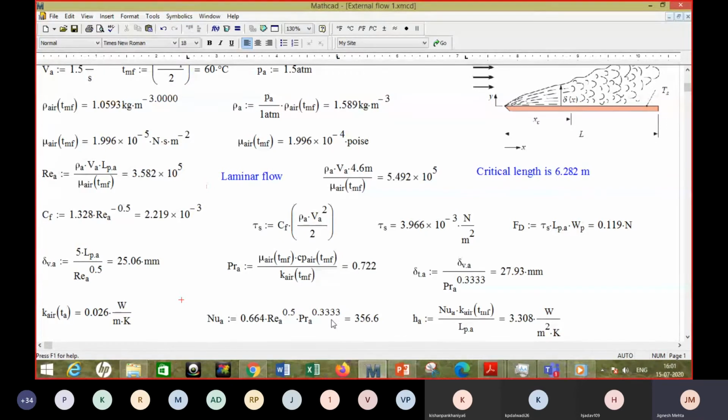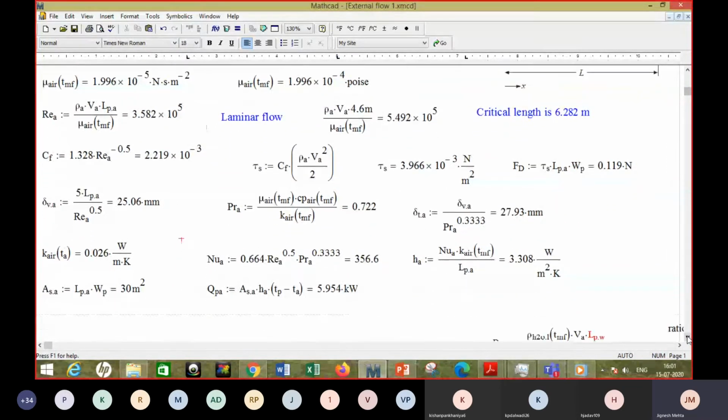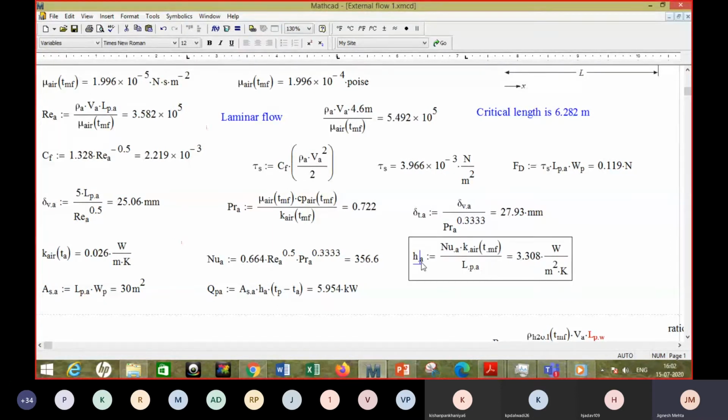So this number is 356. You again have the correlation available, right? We had discussed it in the previous class. So it's 0.664 into Reynolds number raised to 1/2, Prandtl number raised to 1/3. So with that you get the Nusselt number. This is again the average value of Nusselt number over the complete length of the plate, and you get 356.6. Now h, the heat transfer coefficient, is Nu k by L.